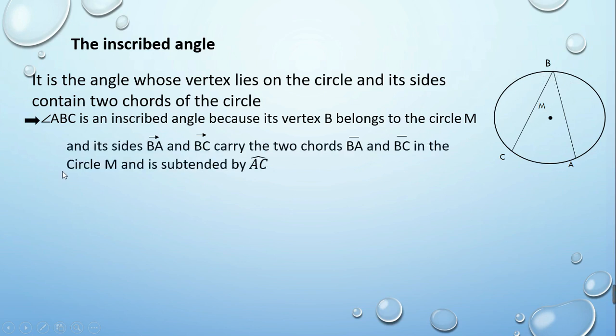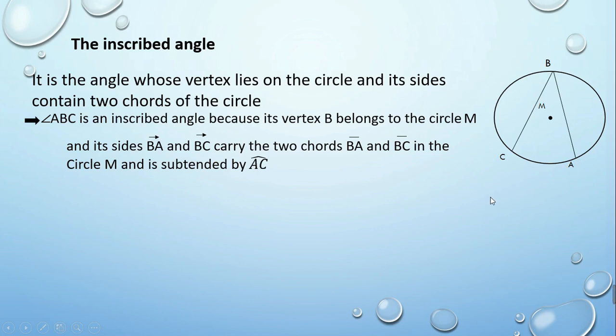So the angle ABC is an inscribed angle because its vertex B belongs to the circle M and its sides BA and BC carry the two chords BA and BC in the circle M, and it is also subtended by the arc AC. The arc: the starting letter and the ending letter. So the angle ABC, the vertex B, and the arc is AC.